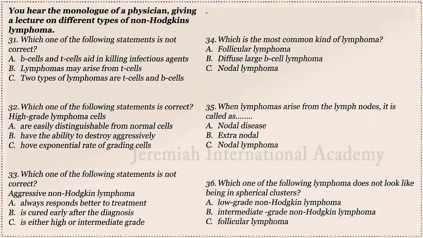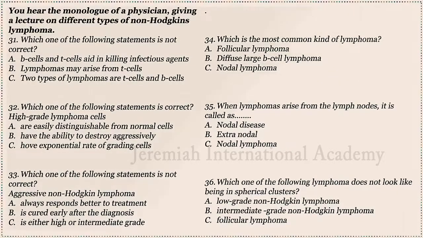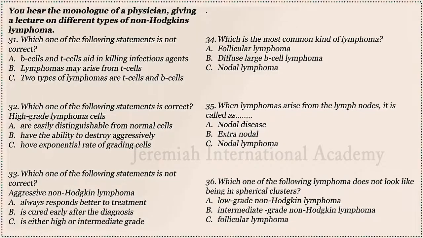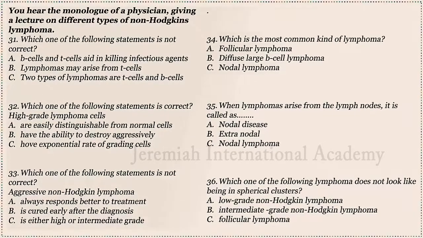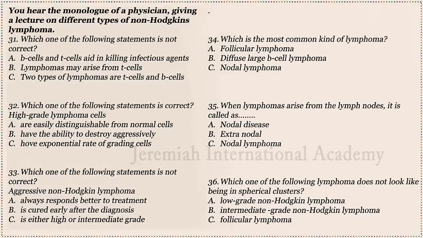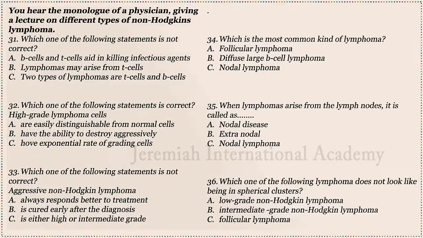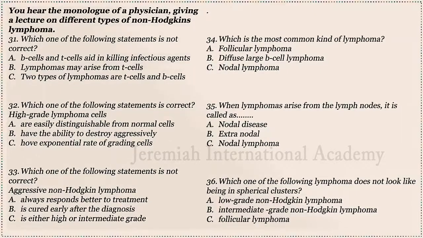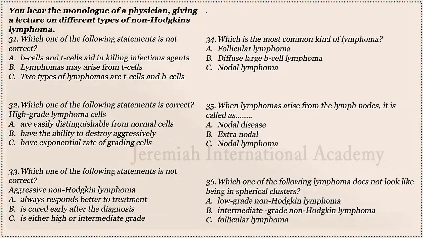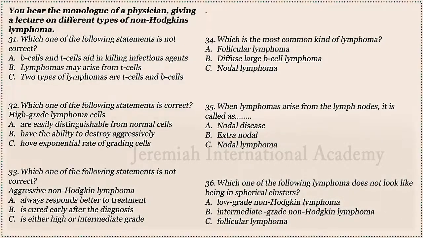The behavior of these types is also described as indolent and aggressive. What the pathologist describes as a high-grade or intermediate-grade lymphoma usually grows fast in the body, so these two types are considered aggressive non-Hodgkin lymphoma. Surprisingly, aggressive non-Hodgkin lymphoma often responds better to treatment, and many people with aggressive non-Hodgkin lymphoma are cured if they are diagnosed early. The most common kind of aggressive lymphoma is diffuse large B-cell lymphoma.